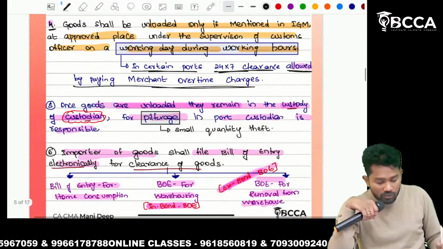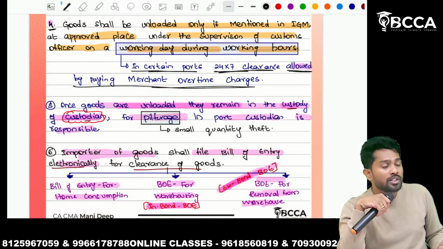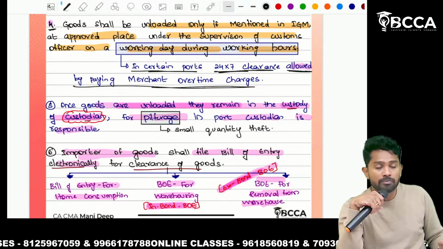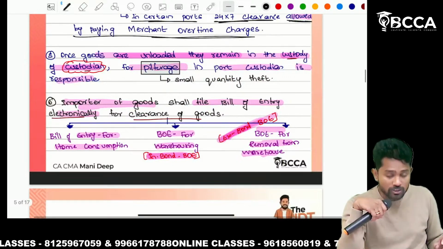Then, once goods are unloaded, they remain in the custody of the custodian. If any pilferage, meaning small quantity theft, happens, the custodian alone is responsible.